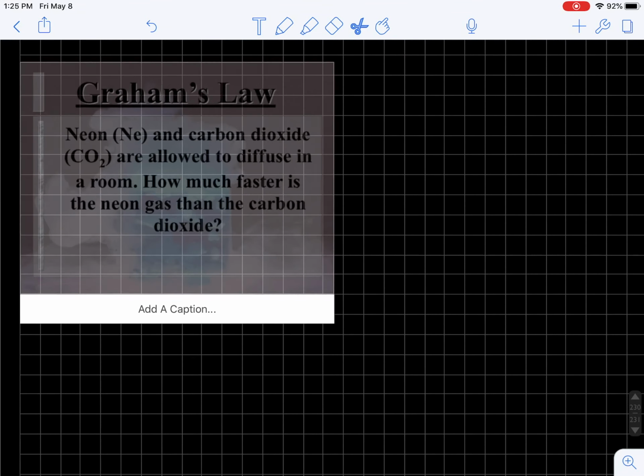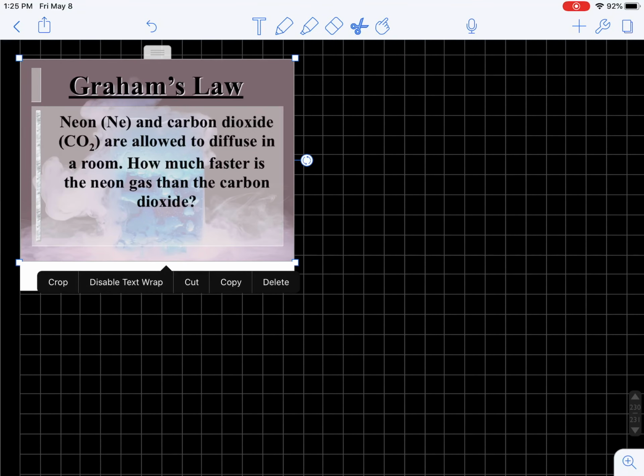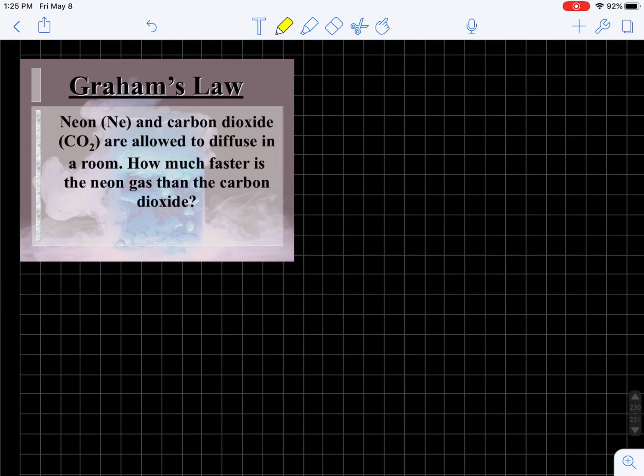Let's paste this. All right, so neon and carbon dioxide. First of all, we look up the molar masses. Molar mass for neon. I'm going to look neon up on the periodic table. I happen to have my handy dandy periodic table here, and we're looking at a mass of 20.179 grams per mole.